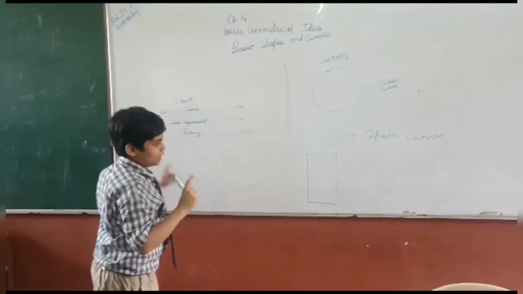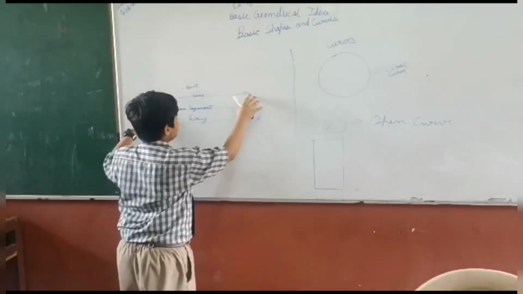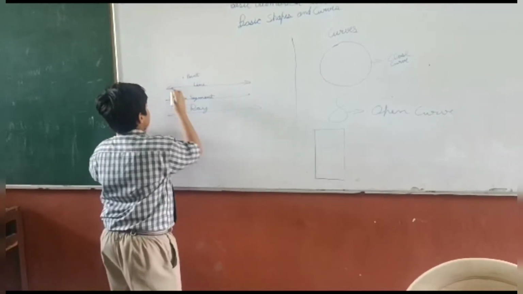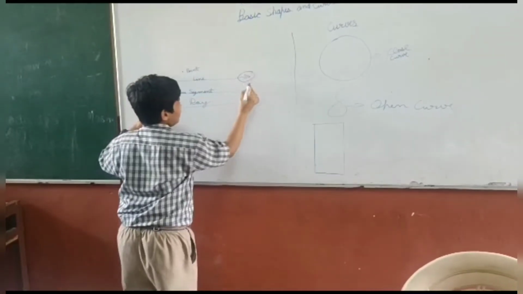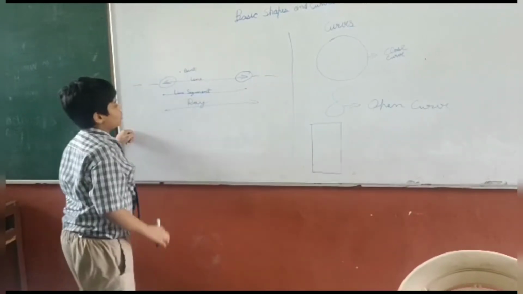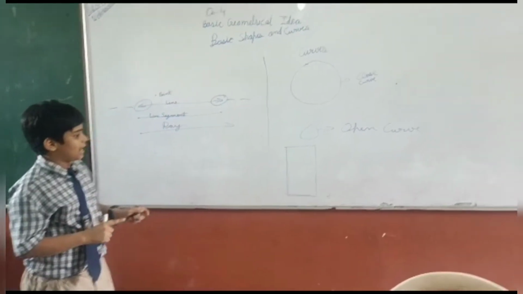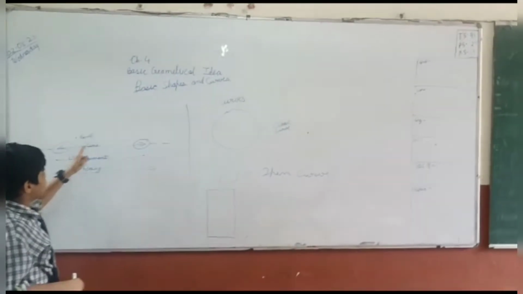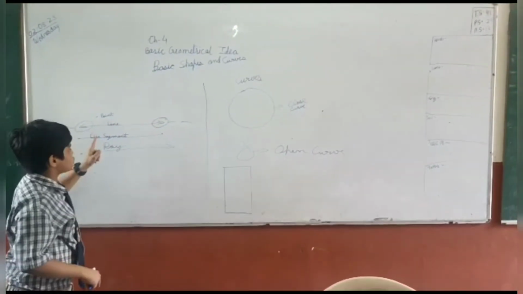Now we can come to the line. As you can see, there are two arrows in this line. So this indicates that this line can extend here also and extend here also. So the definition of the line is that a figure that can extend on both sides is called a line.